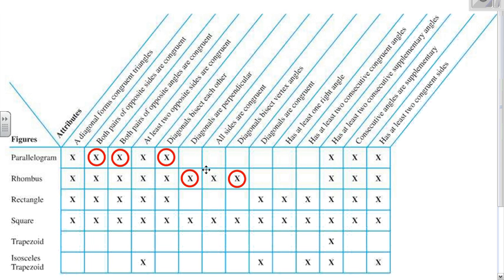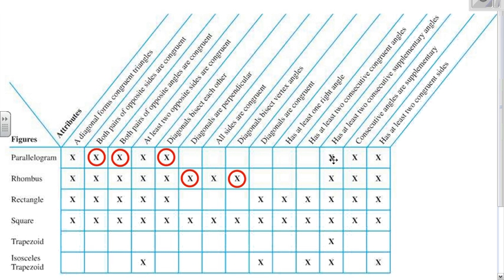And with rectangles, the diagonals are congruent. There's at least one right angle, there's actually four. And it has at least two consecutive congruent angles. Since they're all 90, they're all congruent. And since a square is also a rectangle because it has four right angles, those are true for squares as well.